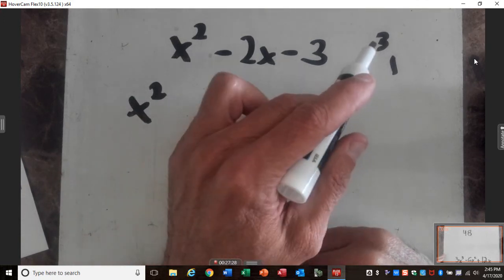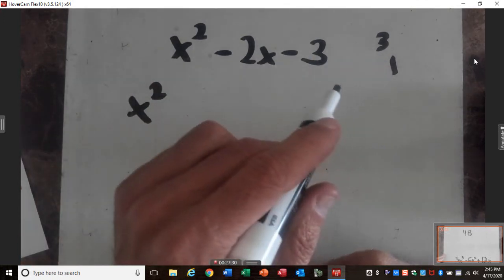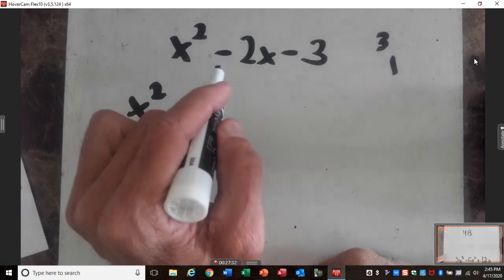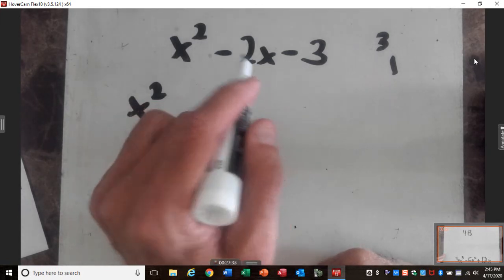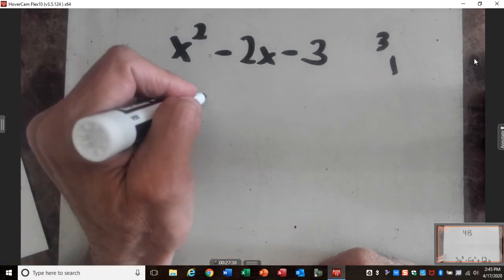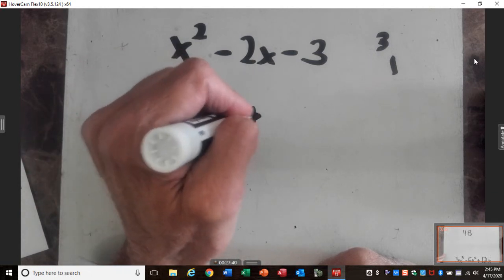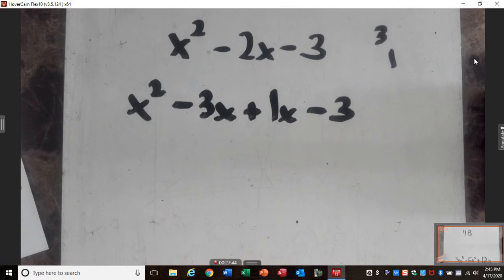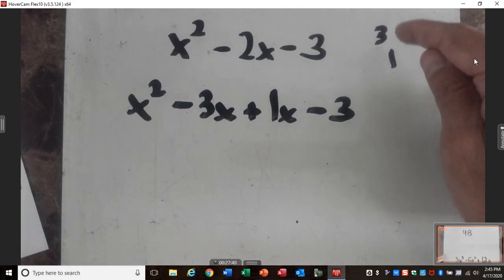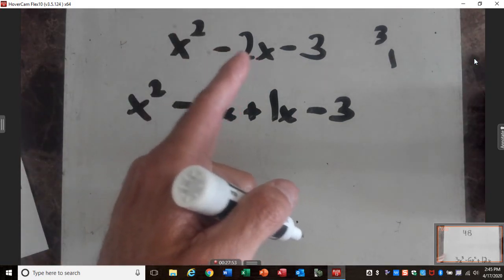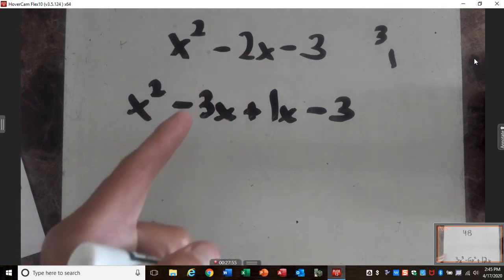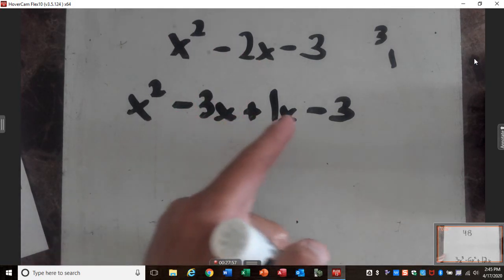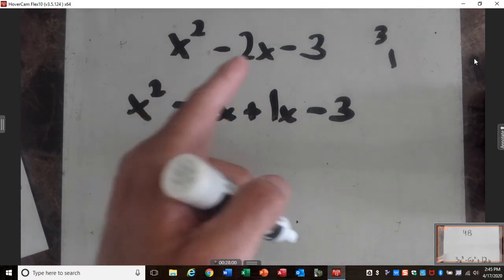What we're going to do now is, we're not going to just arbitrarily write these numbers in. We need to think about what we're doing. We need to come up with a negative 2. So we're going to go x squared minus 3x plus 1x minus 3. Well, Mr. Purdy, you've already confused me. Hold on. Think about what you're doing. We know we need to use a 3 and a 1. We know those have to be used. But we have to get a negative 2. So we need to go negative 3x plus 1x. See, when you combine these, you get negative 2.